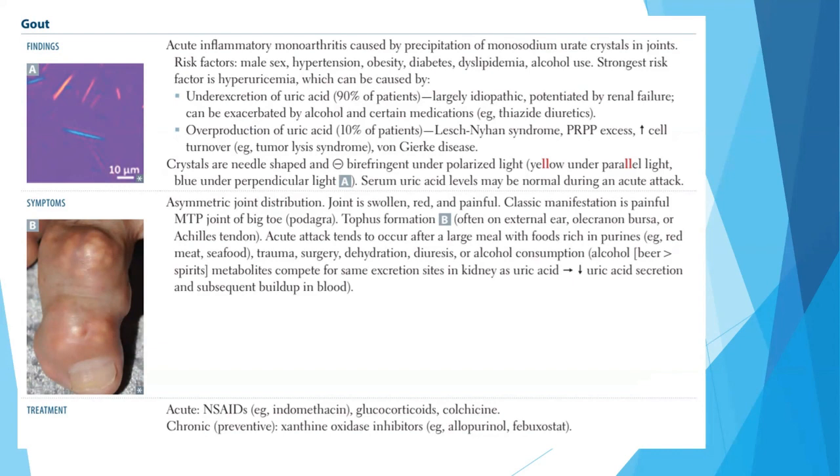Acute gout is treated with NSAIDs, glucocorticoids, or colchicine. Okay. Now here you also need to remember that you cannot give NSAIDs in a chronic kidney disease patient, but colchicine or steroids are rather safe in those patients. Chronic gout is treated with xanthine oxidase inhibitors like allopurinol or febuxostat.